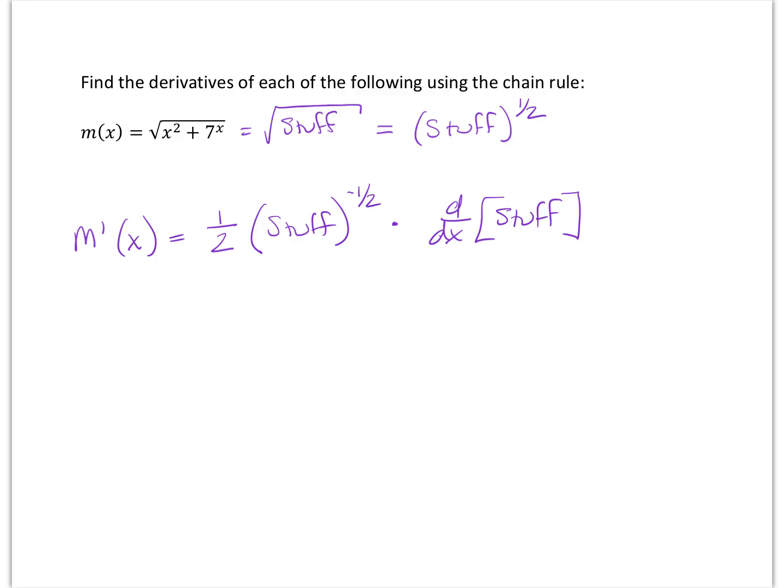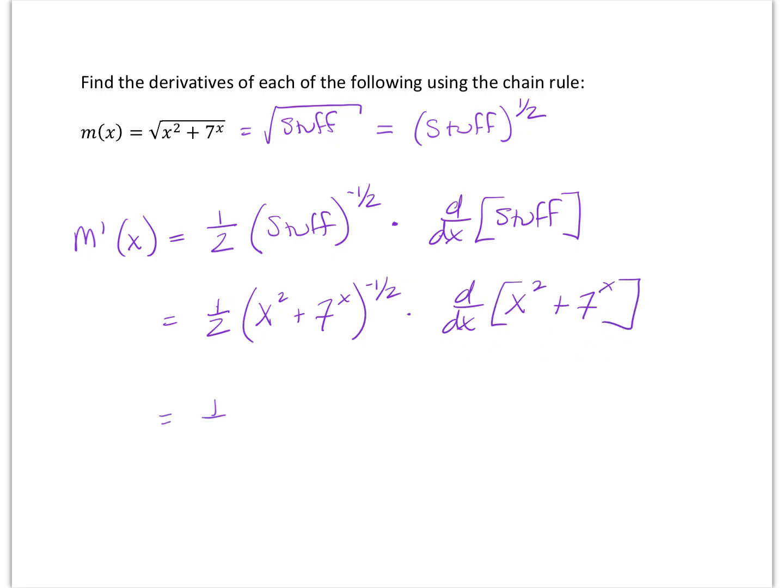All right, I'm going to go back in and replace the word stuff with x squared plus 7 to the x. So this is 1/2 times x squared plus 7 to the x to the negative 1/2 times the derivative of x squared plus 7 to the x. And then I will take this derivative and I'll be done. So this is 1/2 times x squared plus 7 to the x to the negative 1/2 times 2x plus 7 to the x times the ln of 7.